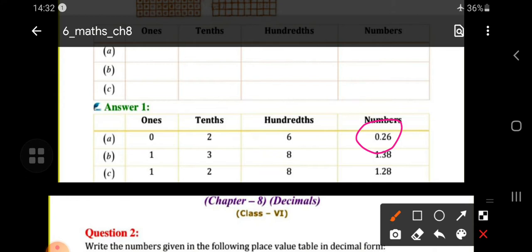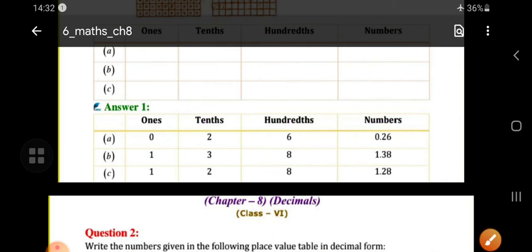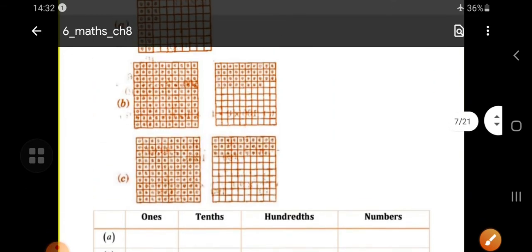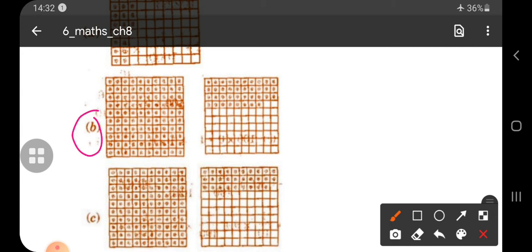Remember the table for the decimal numbers. There is a decimal point between ones and tenths. So these numbers 0, 2 and 6, you can write here 0, 2 and 6. And you have to put the decimal point between 0 and 2. So here it's a decimal point. So what is the number? It's 0.26.